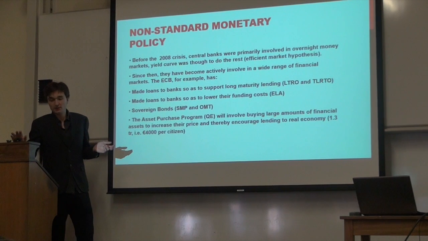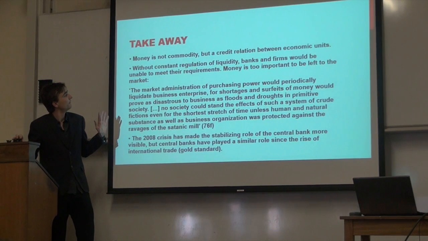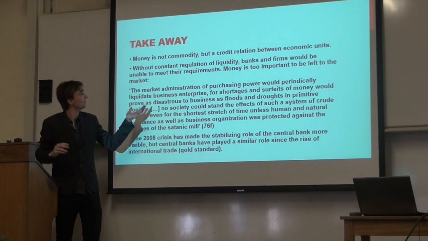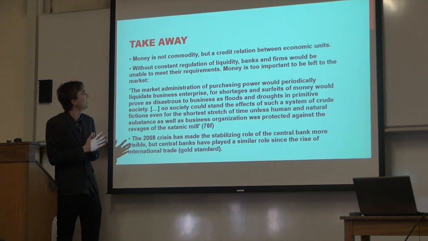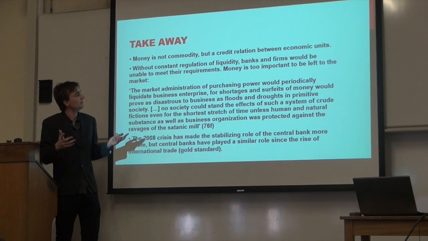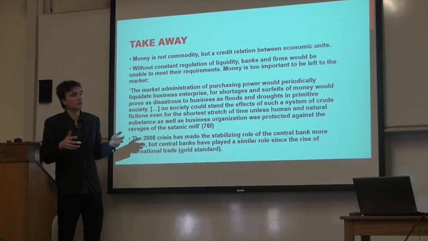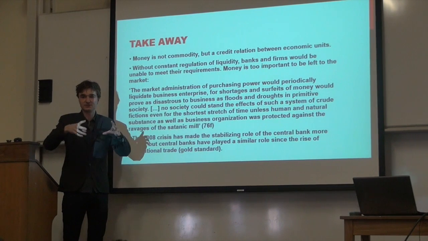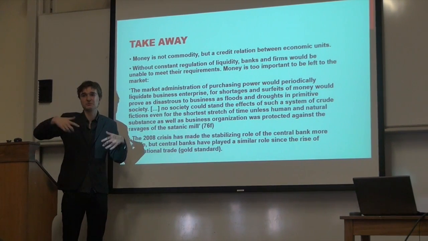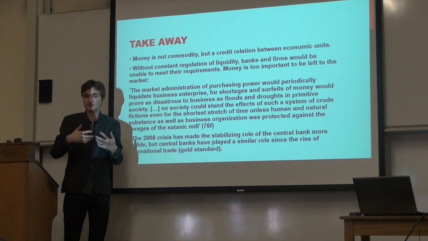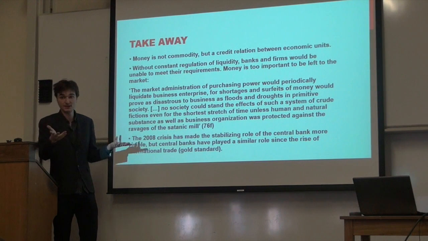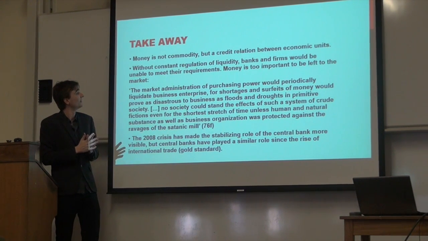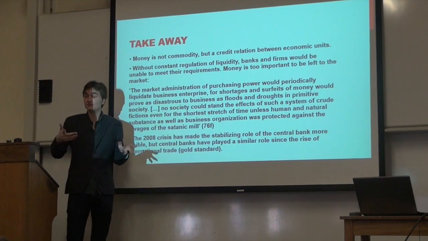So, to summarize what I've argued: money is not a commodity, but is better understood as a credit relation between economic units. Without constant regulation, banks and firms would be unable to meet their requirements. So there's this whole system of banks and central banks in which money is available so that people can make their payments at the right moment, and the economy continues to function. And in this sense, it's a fictitious commodity.